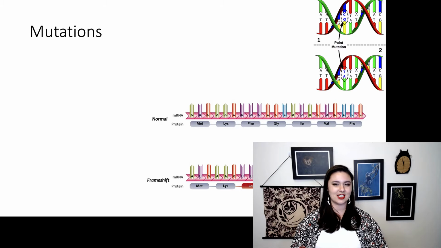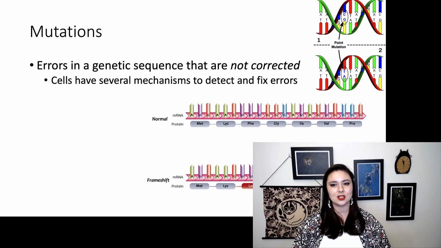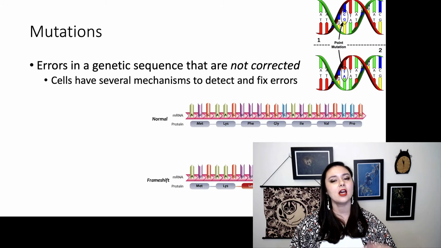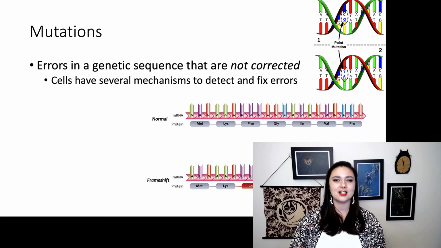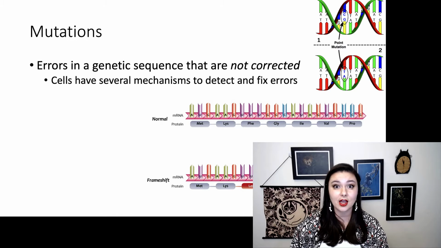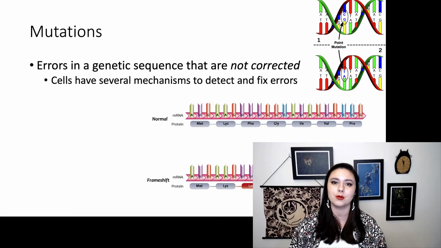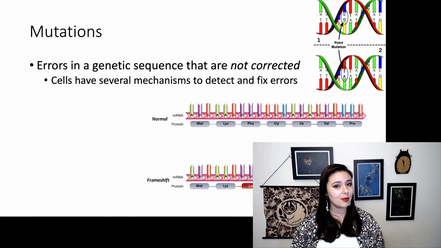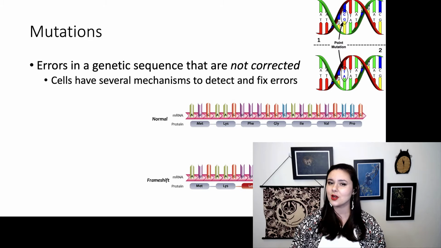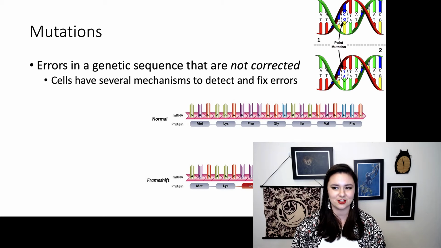First, we have mutations. A mutation is simply an error in a genetic sequence that is not corrected. If you take a molecular biology class, you'll learn that there are many mechanisms within our cells to identify and repair damage in DNA. And most of them are repaired before that cell divides. But every now and then, there's one that isn't repaired before the cell divides, and that becomes a mutation.